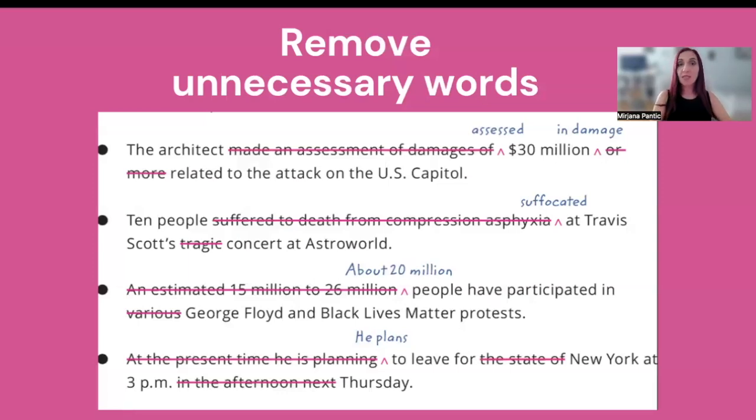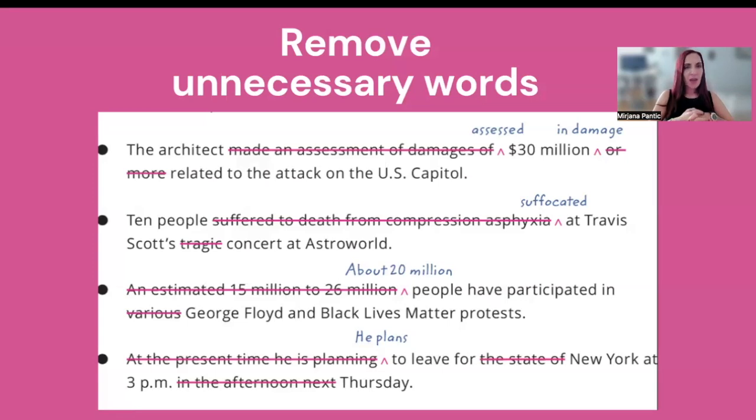How do we rewrite sentences? "Made an assessment of damages of" — he just assessed. So we need to be as concise as possible. There is no need for all these words. We can say the same thing using fewer words.